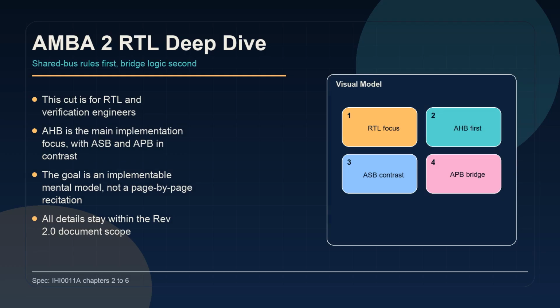Today we're going to be looking at the AMBA Core Specification from the RTL and verification perspective. This is the RTL and verification cut for IHI0011A. The center of gravity is AHB because that is where most of the implementation complexity lies, but we will keep ASB and APB visible so the hierarchy remains coherent. The goal is to leave you with an implementable mental model of the buses, responses, and block responsibilities.